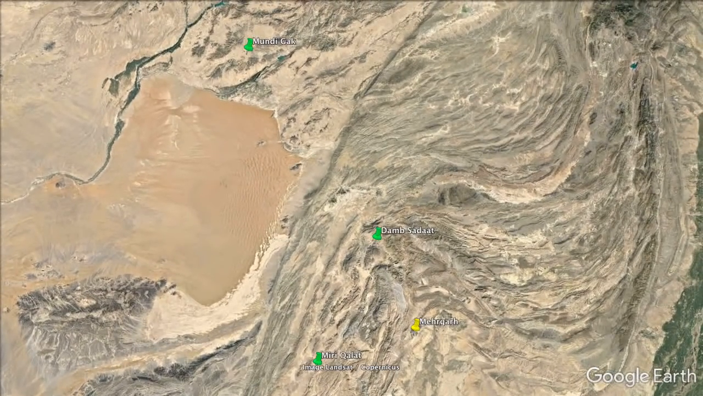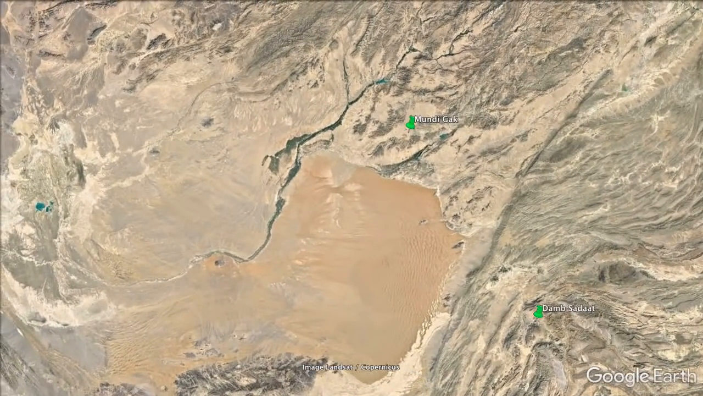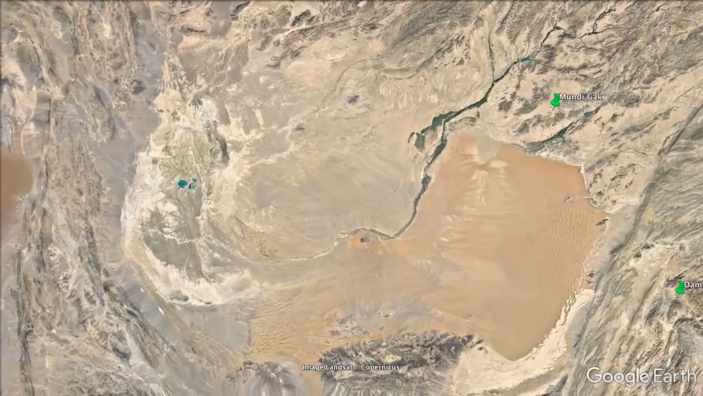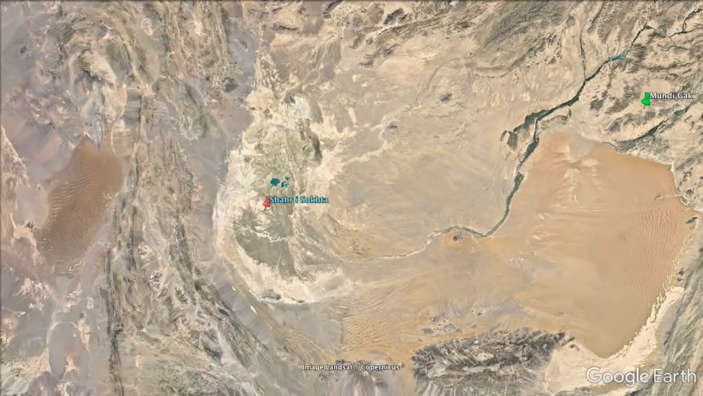So you see a pattern developing here. If you were a traveler in those ancient times, traveling up from Mehrgarh, you could rest at Dam Sadat. Then you could make a perilous journey across these flatlands to Mundigak. And from Mundigak, you could possibly use this river to come down here and possibly find a route to some site in the Iranian plateau.